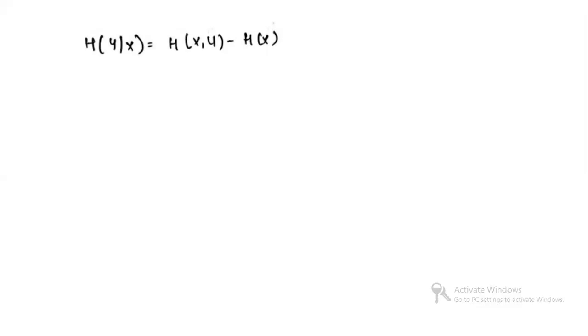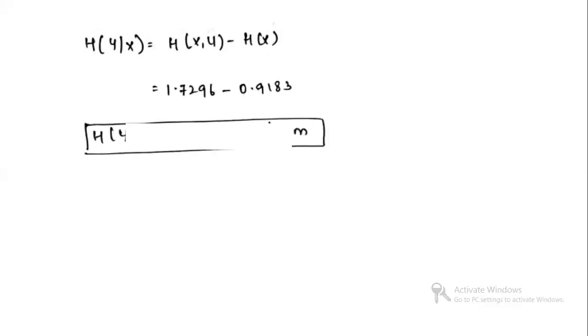So we know the value for H(X,Y), and we know the value of H(X). Substituting those two values, we get the conditional entropy. That is 1.7296 minus 0.9183. So H(Y|X) equals 0.8113 bits per symbol.